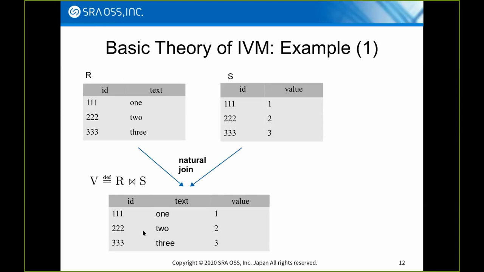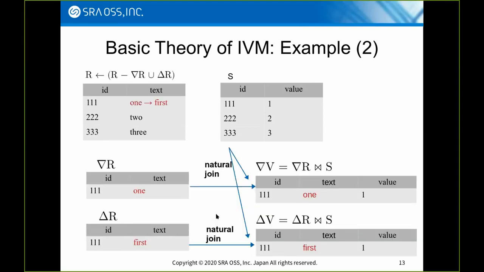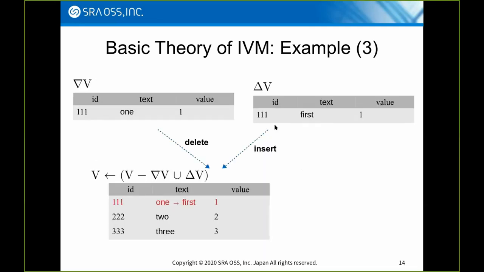This is an example. When contents of tables R and S are like this, the natural join view with contents will be like this. After table R is changed, the deleted and inserted changes are like this. The changes on the view are calculated by joining table R's changes and base table S, respectively. Finally, the view is updated by applying calculated changes like this.